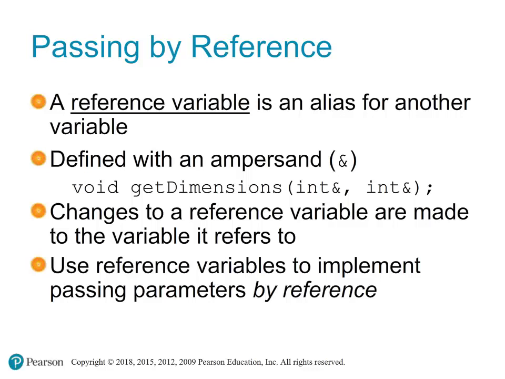A reference variable is essentially an alias for another variable. It doesn't hold its own value. Instead, it refers to the value of the variable it is associated with. A reference variable is defined using the ampersand symbol. You can use reference variables as function parameters to implement pass by reference. In this function prototype, length and width are reference variables. Any changes made to a reference variable are actually made to the variable it refers to.